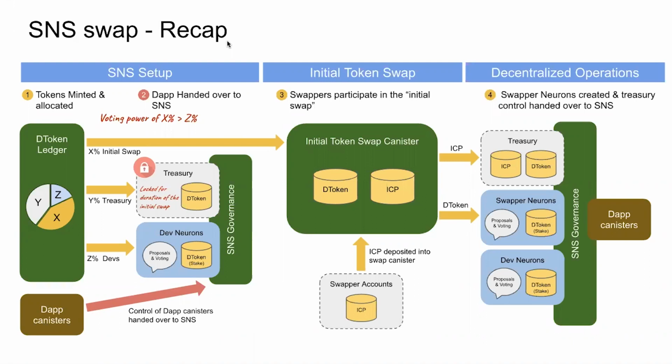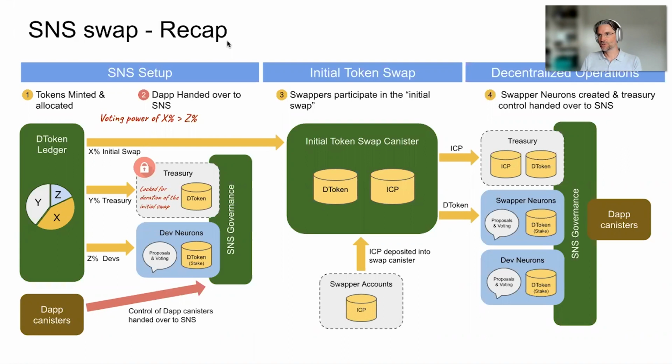During that period, the developers are still in control of their DApp via the developer neurons that have been created in the initial phase. And then finally, if there's a successful swap, all of the neurons are created for all of the swappers. The governance restrictions are lifted. The project treasury and the SNS ledger are under the full control of the SNS, and the DApp is also under the control of the SNS, and the SNS is effectively now autonomous.